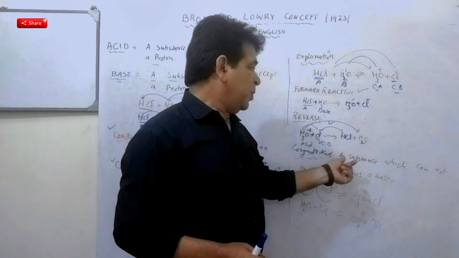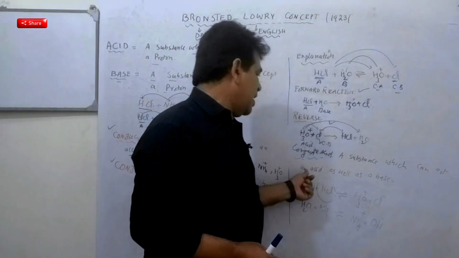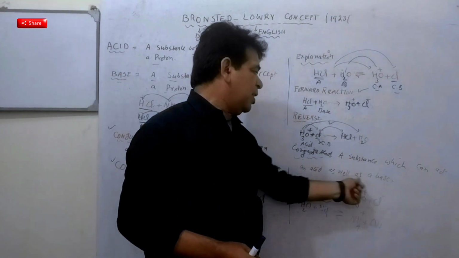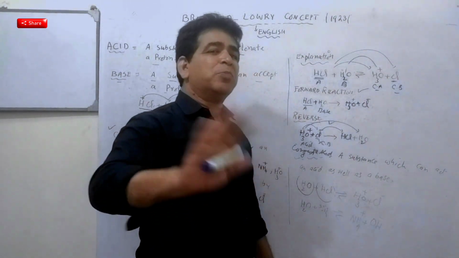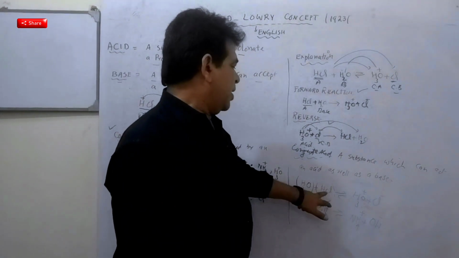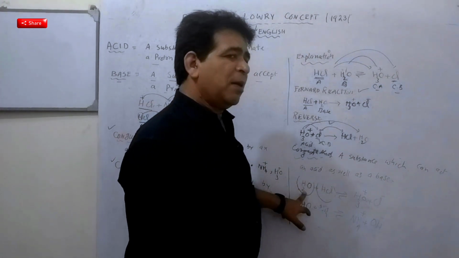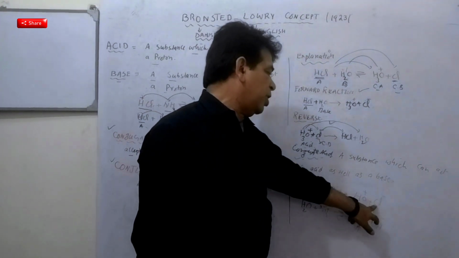Definition. We can define amphoteric species as a substance which can act as an acid as well as a base, means it has both the qualities of an acid and a base. Like water, H2O, when it reacts with HCl, here HCl is an acid. Now water will act as a base to form hydronium and chloride ions.